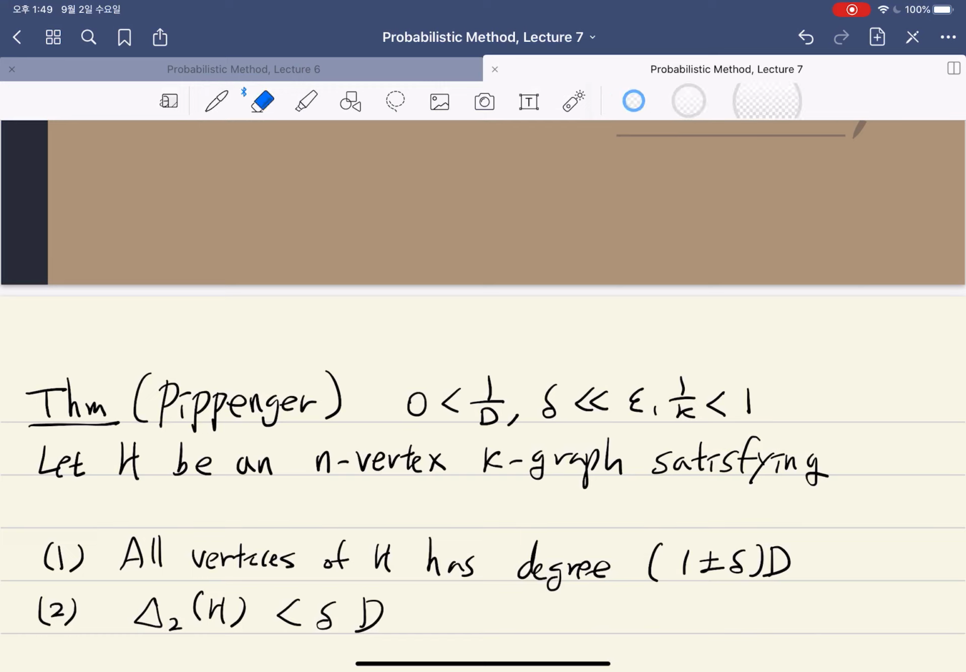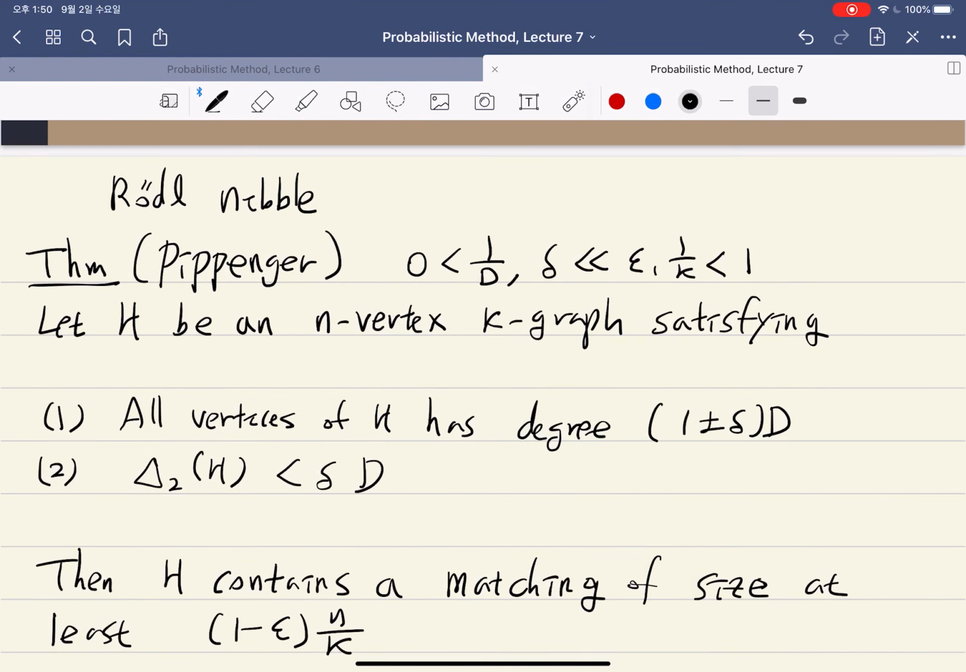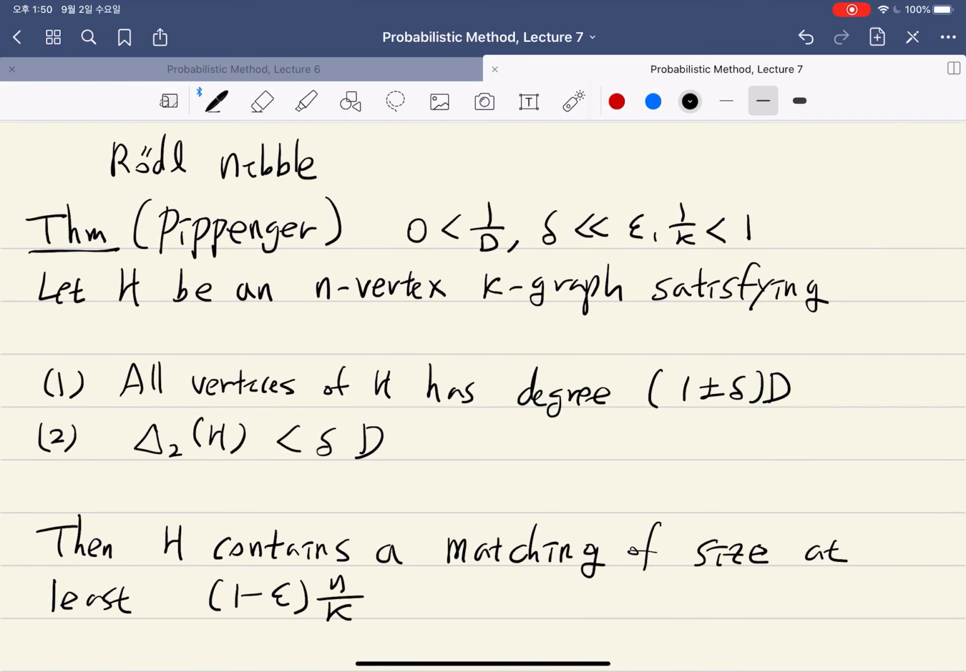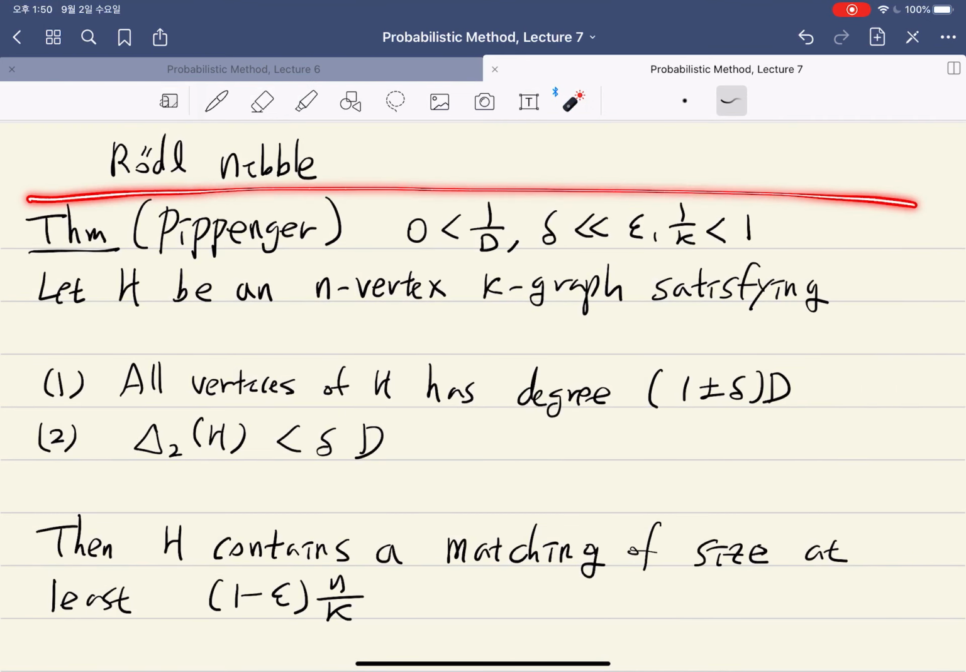Now we are in the middle of learning about Rödl Nibble. I will mention why we call this Rödl Nibble later. And in proving that later, we will use the second moment method. So our goal is again proving this theorem.